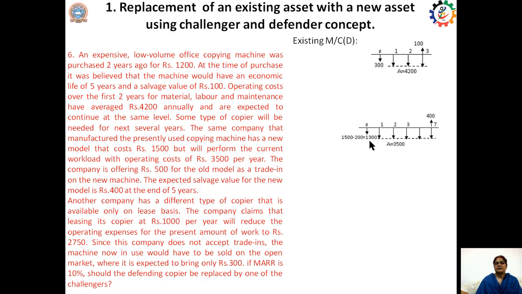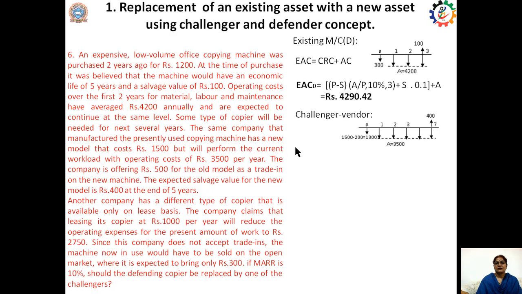Now why is this extra calculation? There are two challengers. One I will call the challenger vendor. Another person has a challenger to be given on lease basis, so I will call this challenger lease. So there are two challengers and one defender. This is a peculiar question. Out of these three, we have to select the best one.